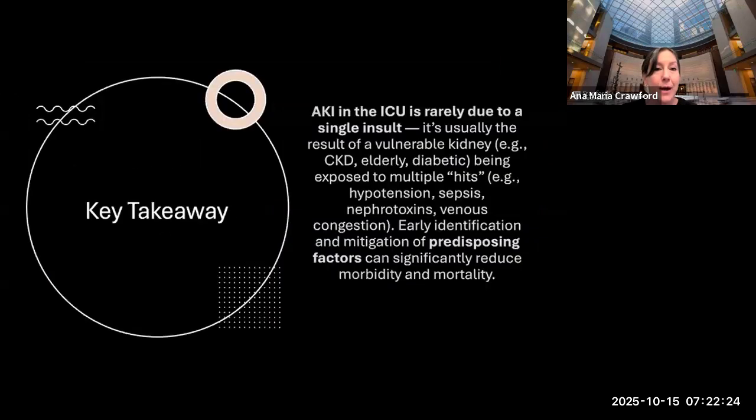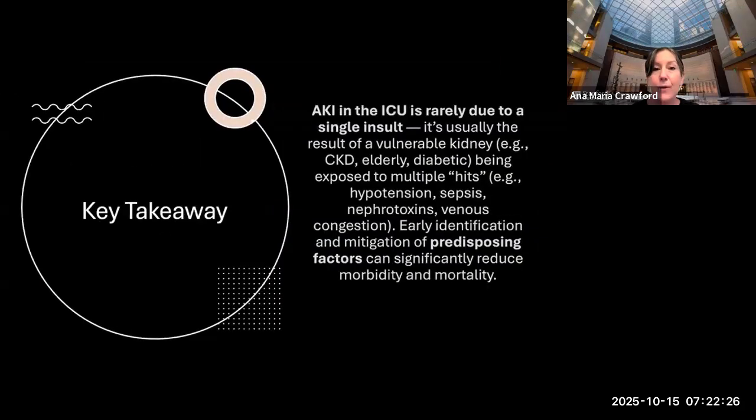So our key takeaways for AKI in the ICU: it's usually not due to just one thing. A lot of our patients already have underlying kidney disease, or they're elderly or diabetic. They are exposed to multiple insults or hits, such as hypotension, sepsis, venous congestion, nephrotoxins. So it's really important for us to recognize those risk factors and take the best care of our patients and mitigate those factors as we are able.